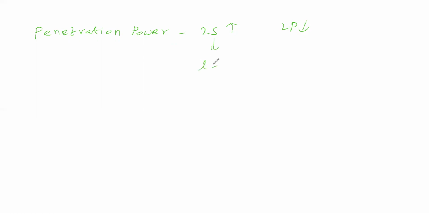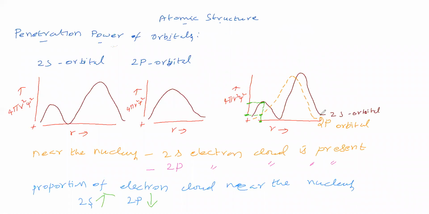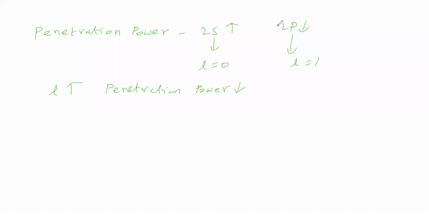Now for the s orbital, L is equal to 0. For the p orbital, L is equal to 1. So we can say as the azimuthal quantum number increases, penetration power decreases. In this case, for the 2s orbital, penetration power is high because the 2s electron cloud is present near the nucleus to a higher proportion. For the 2p orbital, penetration power is low because the 2p electron cloud proportion near the nucleus is low. Therefore, 2s has higher penetration power and 2p has lesser penetration power.